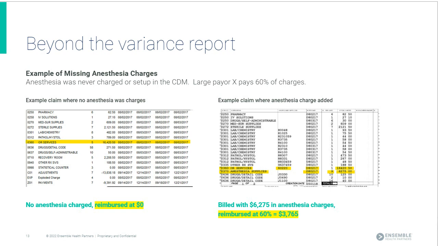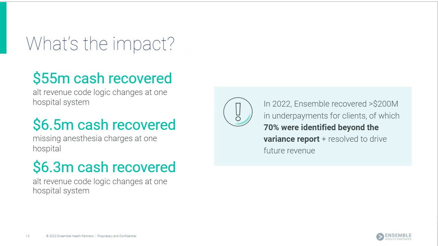And again, having a complete overall view of everything that goes into how a claim is reimbursed is super important. So again, this is just a summary. 55 million here, 6.5 at another client, 6.3 at another hospital system. And again, Andrew mentioned it earlier, we did about 200 million last year in true revenue recovery. And quite honestly, the vast majority of it was found to be things that are under our control. So it's really, really important to have that holistic review every day of what's going on in your revenue cycle.